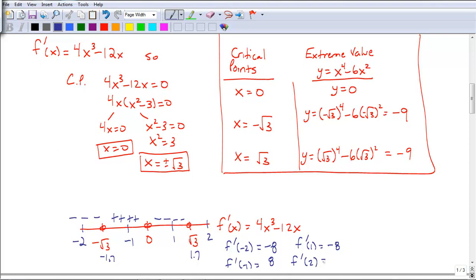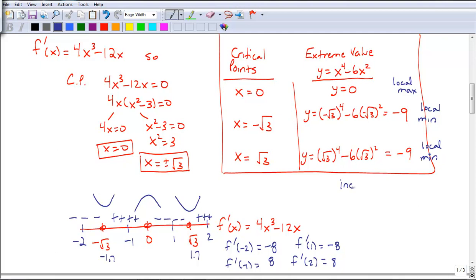And then I plug a positive 2 into the first derivative. I get positive 8 out. So I know it's increasing on that interval. And we can figure out what's local mins and local maxes. This is decreasing and increasing, so negative root 3 is a local min. This is increasing then decreasing, so 0 is a local max. The last one, decreasing then increasing. Positive square root of 3 is a local minimum as well from the first derivative test.